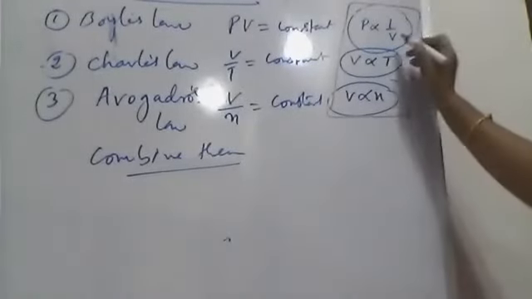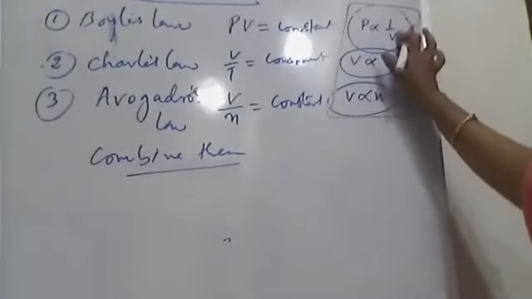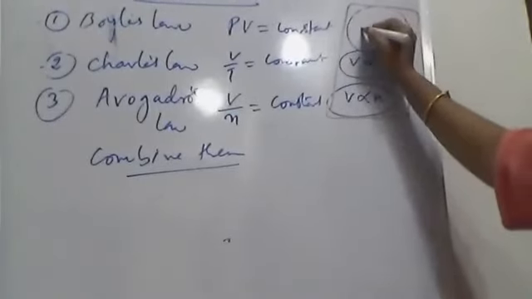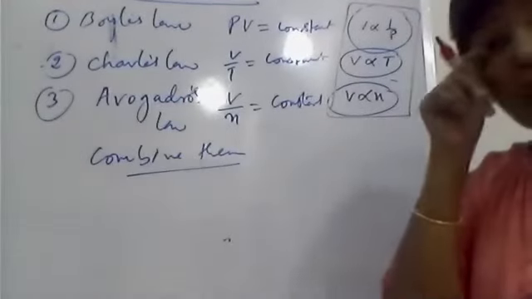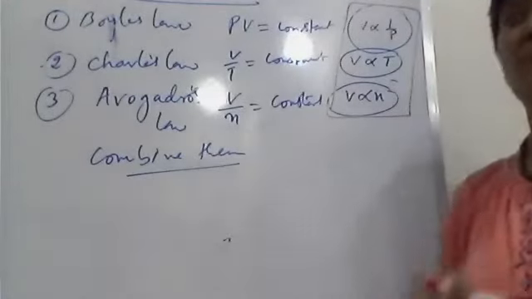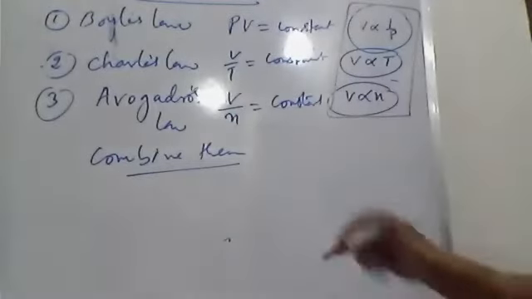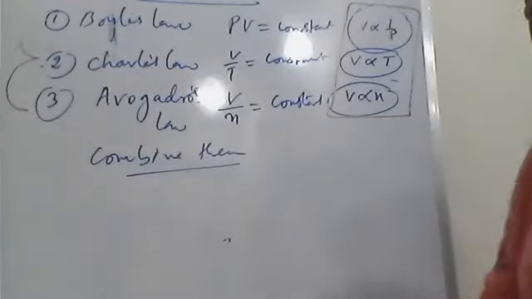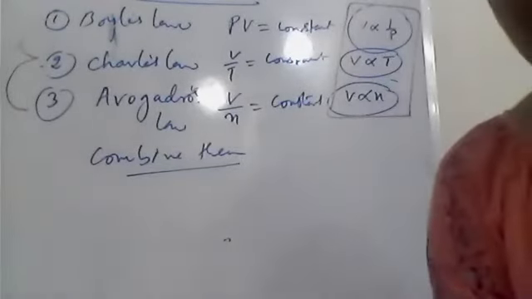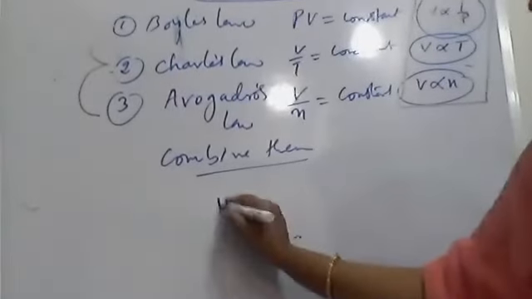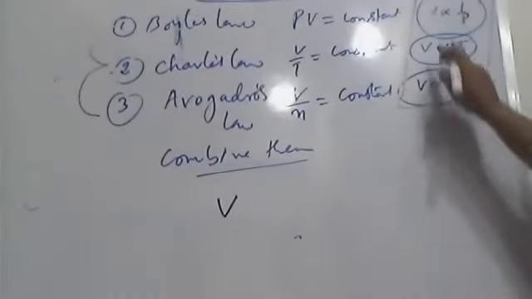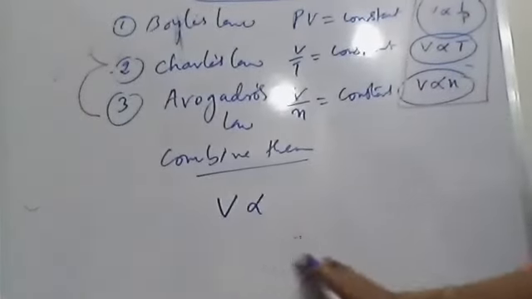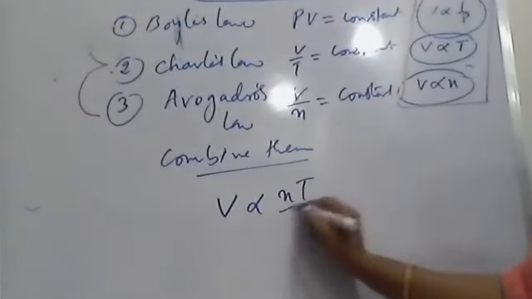Here I'll change it to P and V, because according to Boyle's law, pressure and volume are inversely proportional to each other. So combine all these gas laws. Mix Boyle's law with Charles' law with Avogadro's law. So what you get? V proportional to 1 by P, P proportional to T, P proportional to n. So V proportional to nT by P.